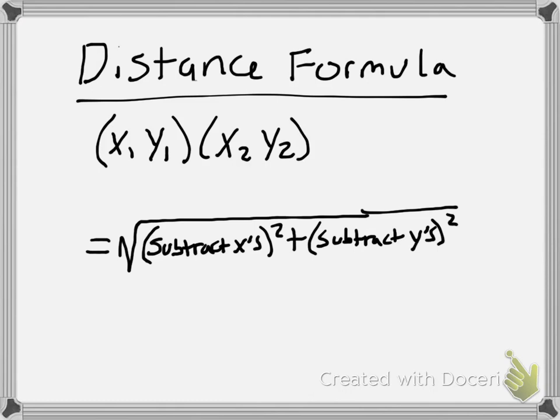Now, if you notice, I didn't put them in a particular order. It actually does not matter if you do x1 minus x2, or x2 minus x1, because once you square something, whether it was negative or positive, it's going to come out positive. It also doesn't matter if you subtract the y's first or the x's. I usually stick with the x's first, because it's the first number students are used to seeing, and it's the first one we use when we're doing midpoint. But basically, just subtract your x's in parentheses squared, plus subtract your y's in parentheses squared, all underneath the square root.